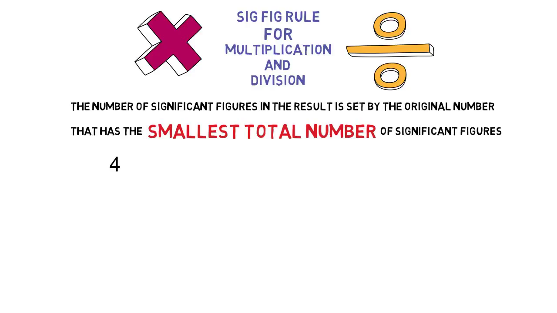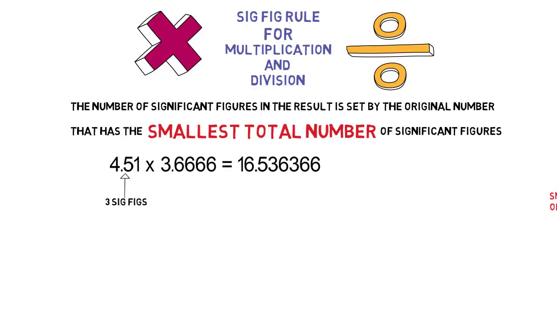So if we have a problem like 4.51 times 3.6666, we can see that 4.51 has only three significant figures. It's the smallest number of significant figures in our problem, and then we have to round our number to 3 sig figs. Not 3 sig figs after the decimal point, 3 total sig figs. So that gives us 16.5, 3 significant figures.